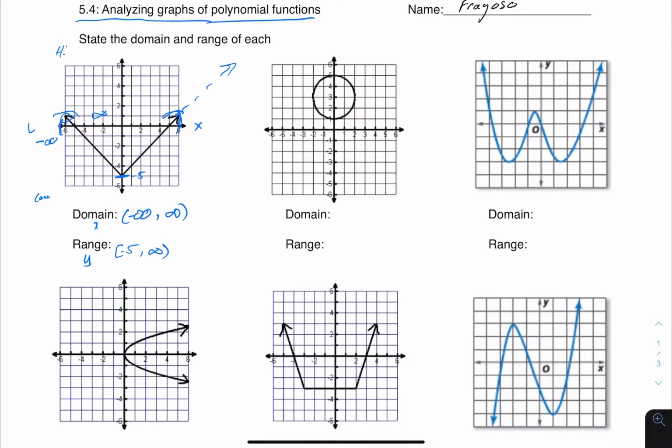Notice -5 has a bracket because it's closed. It's just a point right there. So it's a closed set. Infinity is always a parenthesis because it's open. It goes on forever. So this is closed and open. So that's an open set.